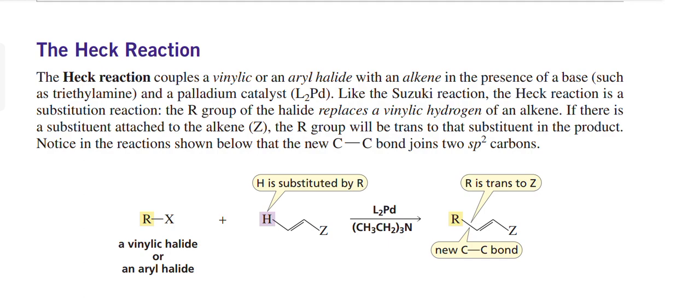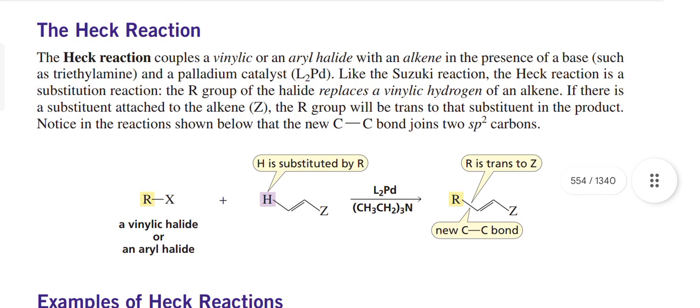The Heck reaction. The Heck reaction couples a vinylic or an aryl halide with an alkene in the presence of a base such as triethylamine and a palladium catalyst L2Pd, where L stands for ligand. Like the Suzuki reaction, the Heck reaction is a substitution reaction. The R group of the halide replaces a vinylic hydrogen of an alkene. If there is a substituent attached to the alkene, the R group will be trans to the substituent in the product. Notice in the reaction shown below that the new carbon-carbon bond joins two sp2 carbons.